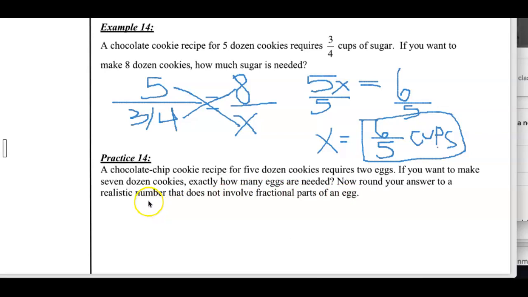Okay, let's do this. Remember, setting it up as a proportion just makes the most sense to me: 5 dozen cookies requires 2 eggs. So I'm using this concept of dozens over eggs; before it was dozens of cookies over sugar, now it's dozens of cookies over how many eggs. And I want to make 7 dozen cookies. Well, how many eggs does that require? So I'm going to put an X again for my unknown.